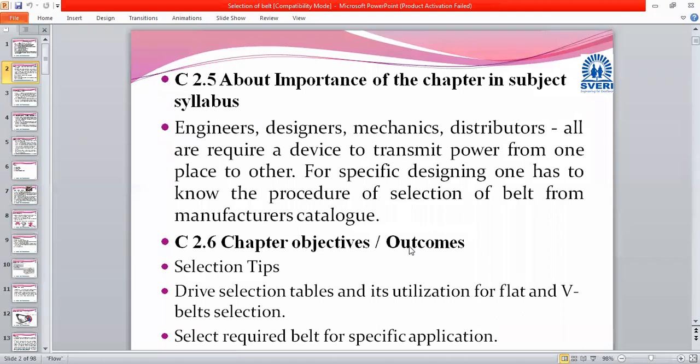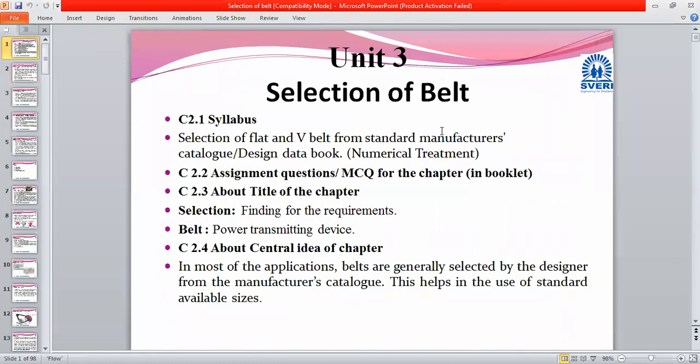So good morning once again. Due to electricity trouble, I was unable to start the lecture in time. Okay, let it be.